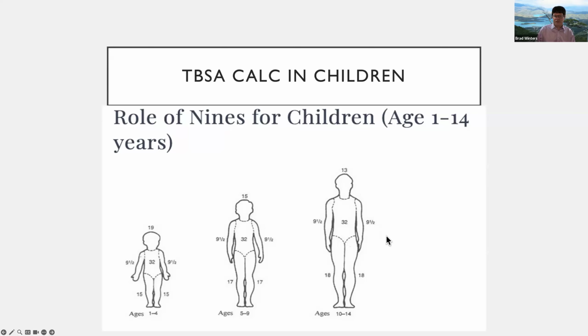And you can refer to these as nomograms. You could have these on cards. These are pretty easy to find, so you could do the calculation. If you take care of children frequently, you'll probably have these committed to memory.